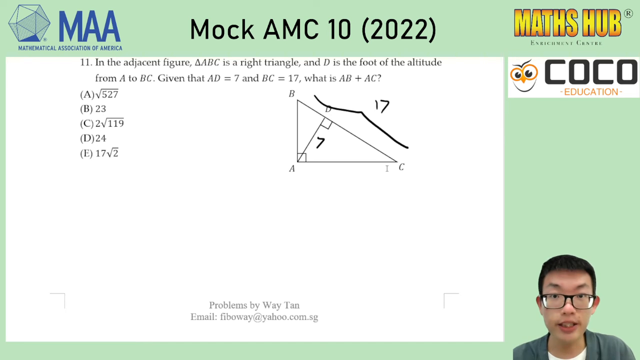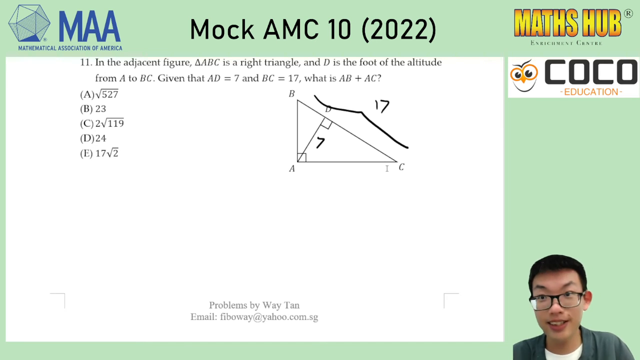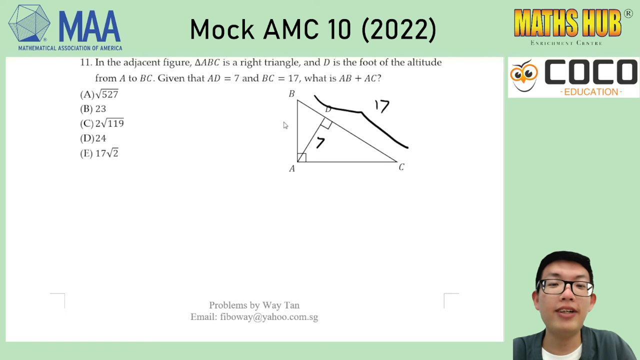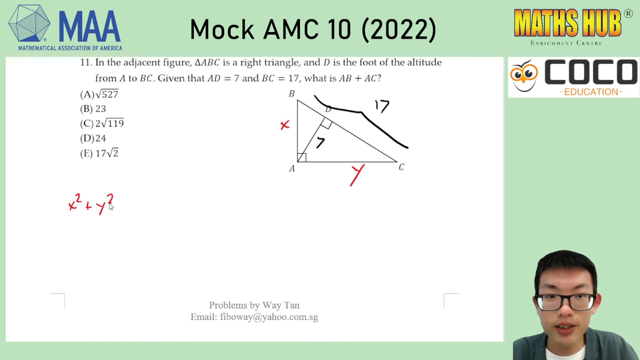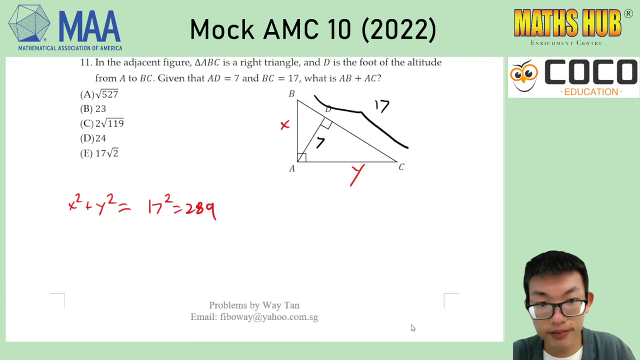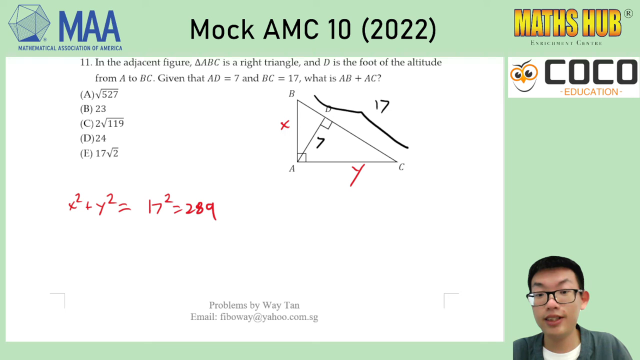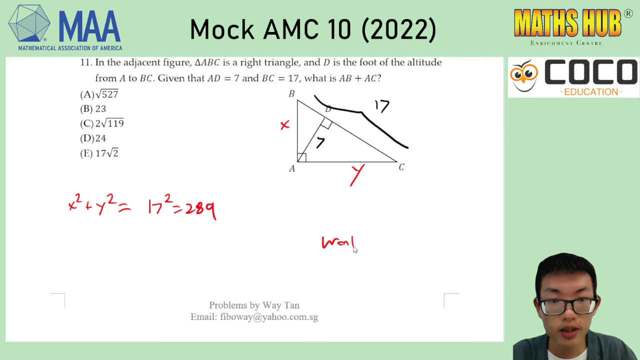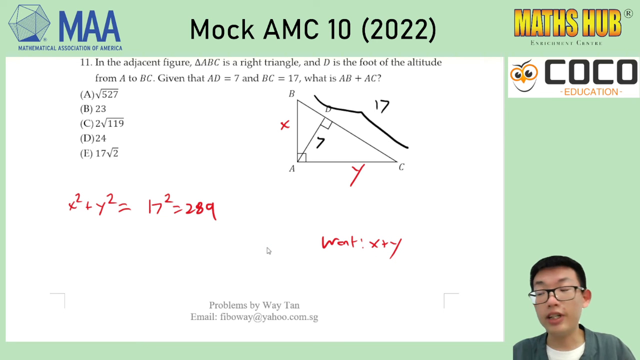But that does not mean that you cannot use Pythagoras. It just means that we'll have to accept an x and y in our Pythagoras equation, which is x squared plus y squared equals 17 squared, which is 289. So we have to accept that. The follow-up question is, what exactly do we want? We want x plus y. We've got x squared plus y squared. We want x plus y, that is not quite as we would like.